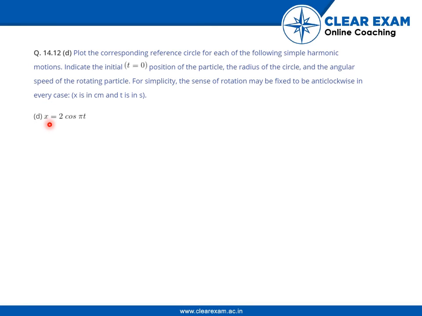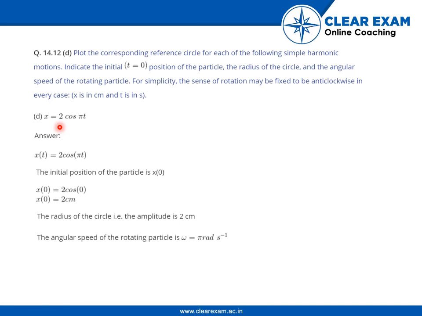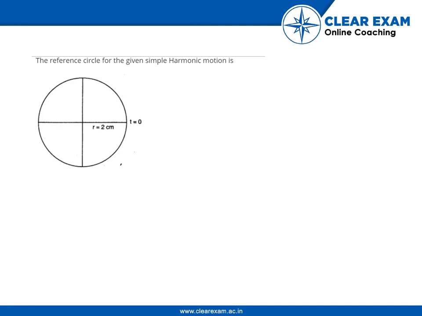And for the next one, x equals 2 cos pi t. So the initial position of the particle is this. If we put in the value of t as 0 here, we get x to be equal to 2 centimeter. That's the reason the radius of the circle, that is the amplitude, is 2 centimeter. Now the angular speed of the rotating particle is omega, that is equal to pi radian per second. Initial phase is 0 degree. So this is the reference circle for that particular equation.